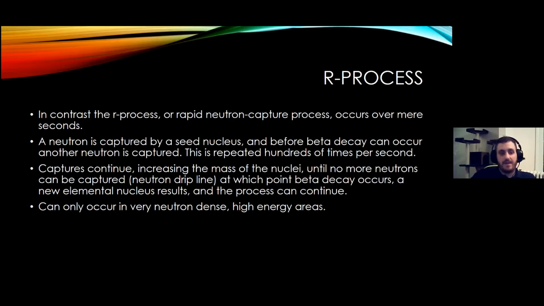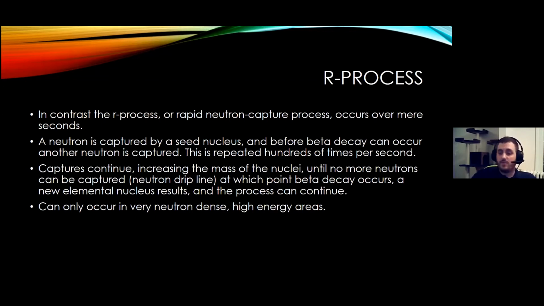So it's the same process. A neutron is captured by the seed nucleus, and then before beta decay can occur, before it changes into a new element, another neutron is captured, and another one, and another one, and it keeps gaining mass from these captured neutrons before it can decay into another element. These captures continue increasing that mass very, very rapidly until it cannot physically capture any more neutrons.